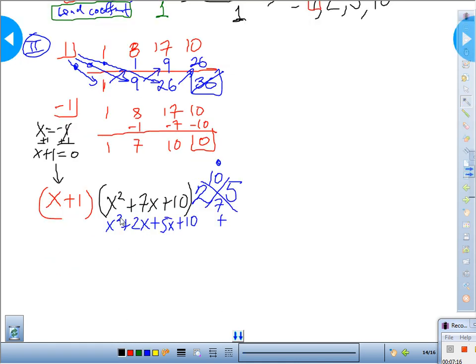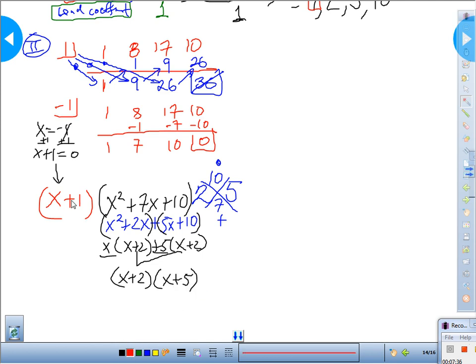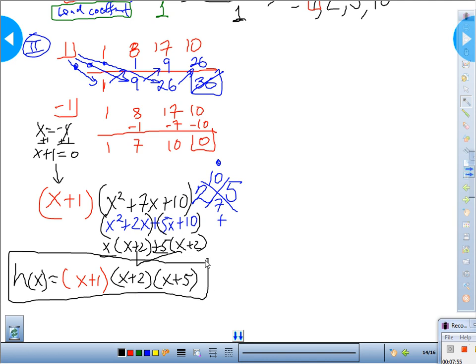All right, let me group. GCF here is x. We're left with x plus 2. GCF here is 5. We're left with x plus 2. So what's the same here and here? x plus 2. And what's left? x plus 5. And don't forget to bring down the first 0 that we found, x plus 1, and all that should be equal to our function. What was our original function? G of x, was it? H of x. And this is the equation we were looking for.